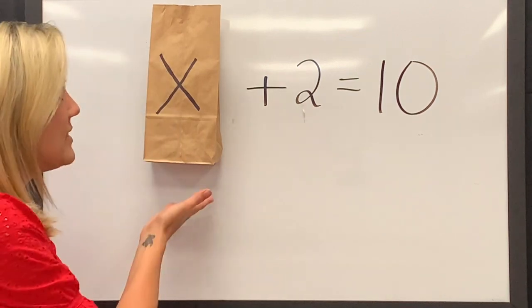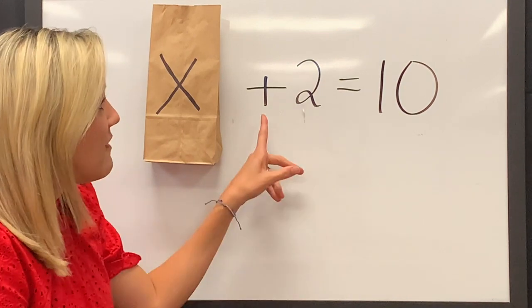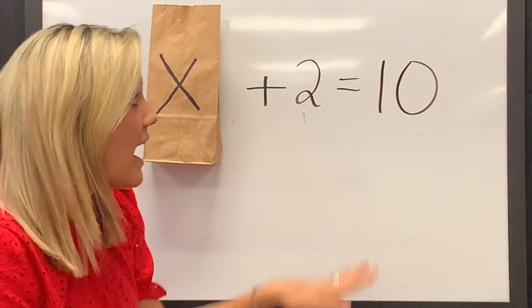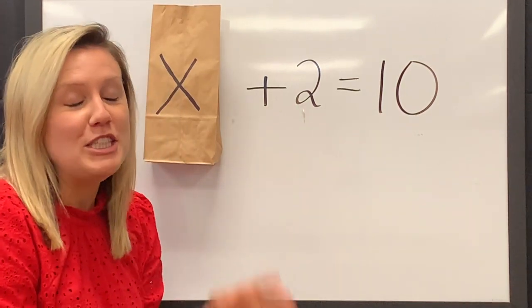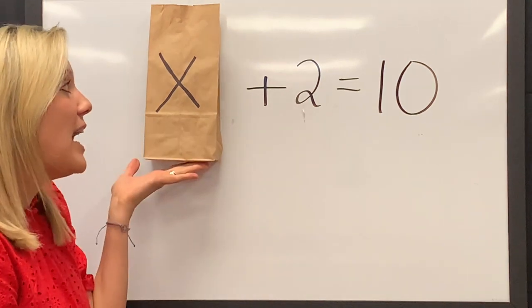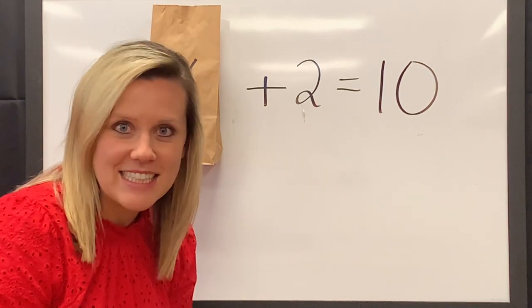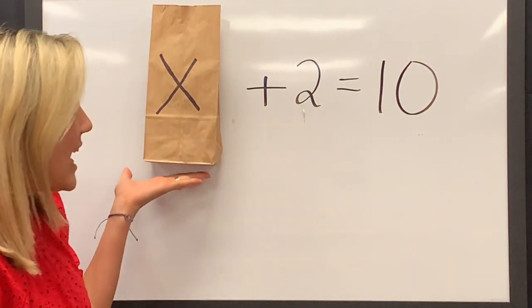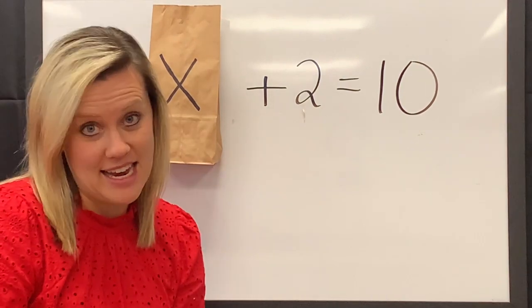Okay, so inside this bag, I have a certain amount of pieces of candy. And then if I were to add 2 more pieces of candy to my bag, I would have 10 total pieces of candy. So can you use your head and figure out how many pieces of candy are in my bag? Yes, there are 8 pieces of candy in there because 8 pieces of candy plus 2 equals 10.